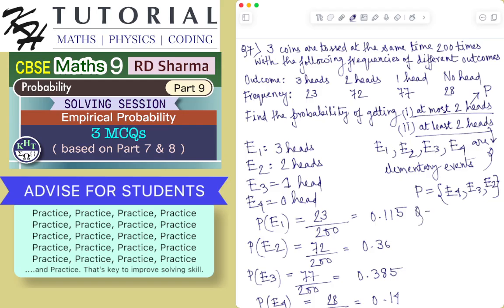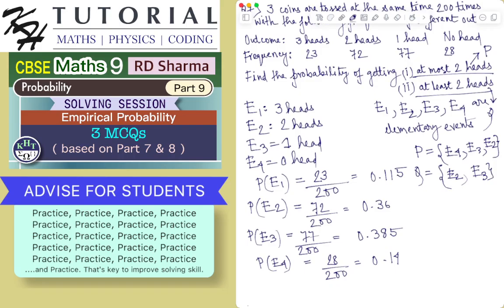And similarly, for the compound event Q, which elementary events make it up? The compound event Q will also be a collection of elementary events. So what are those elementary events? At least two heads means it can have two heads, which is E2, or it can have three heads. Since there are three coins, it cannot have more than three heads. So E3. So E2 and E3.